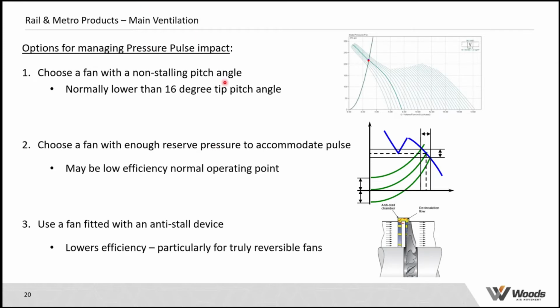So in summary, when it comes to the pressure pulse, there's three basic methods of dealing with it. You can have a low non-stalling pitch angle. You can select it on a steady part of the fan characteristic, so there's no implication of it going into stall. Or the third one, when you can't use the above two, is to fit an anti-stall duct. And so yeah, we've offered fans in all these three different configurations.